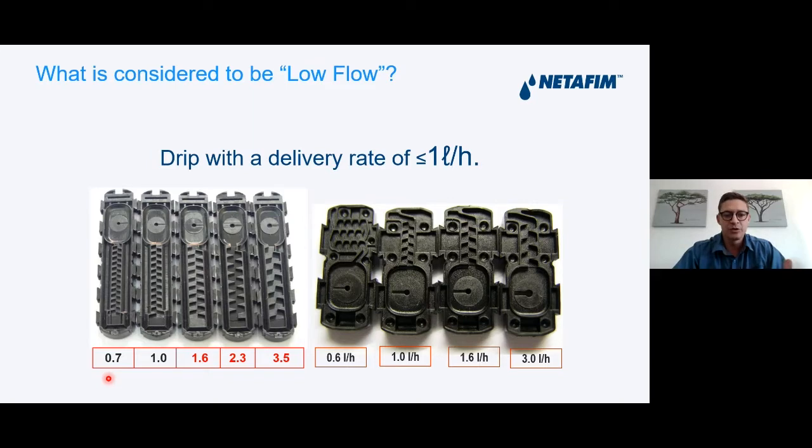I would also like to show you here, if you take a look at the flow path of these drippers, that the 0.7 and the 1 liter, which are the low flow drippers, have a much narrower and smaller flow path compared to the more traditional delivery rates that we have. I'm saying this because we need to be aware of maintenance when it comes to these drippers. It's not something to be scared of, it's just something we need to be aware of. And I just wanted to show you how it looks on the inside as we continue.